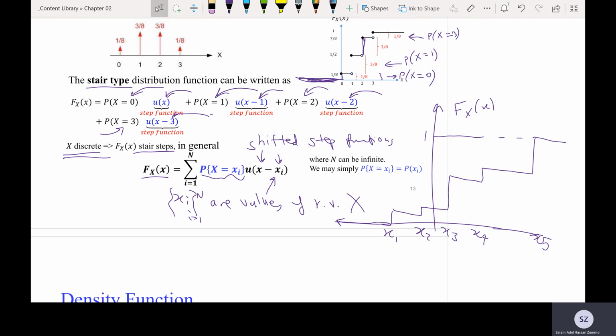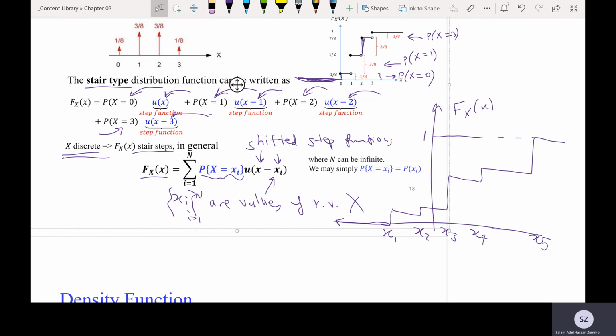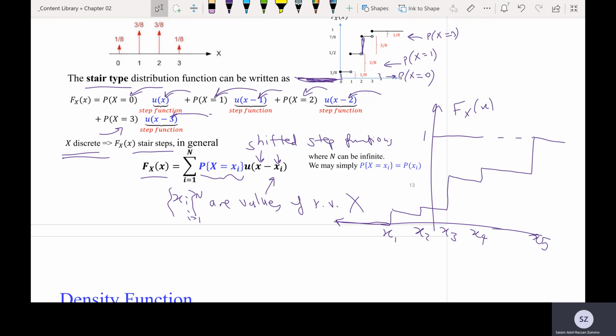Because it's slow, the rate of change of the cumulative function. So basically, if I differentiate this, what do I get? I get impulses, right? What are the impulses? Each impulse has a strength equal to the probability that x equals this value. And this impulse will have a height equal to the probability that x equals x2, right? And so on. So what if I add up these impulses? What does it give me? One, the total probability, right?